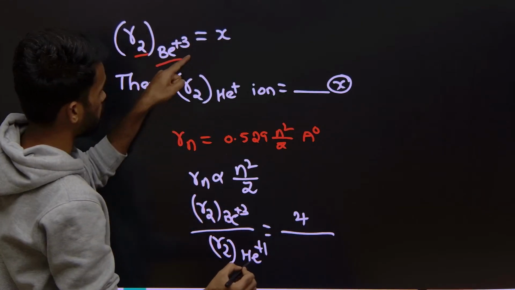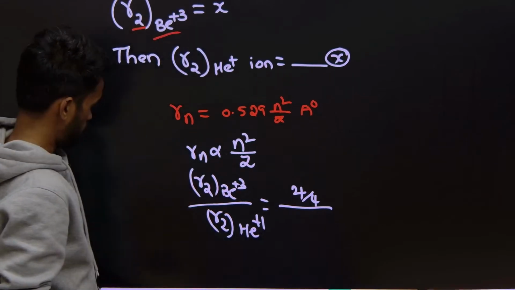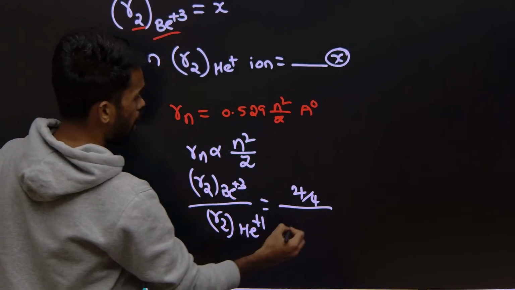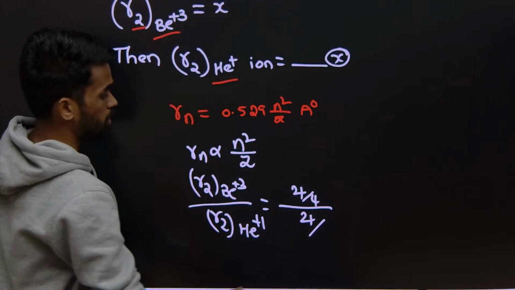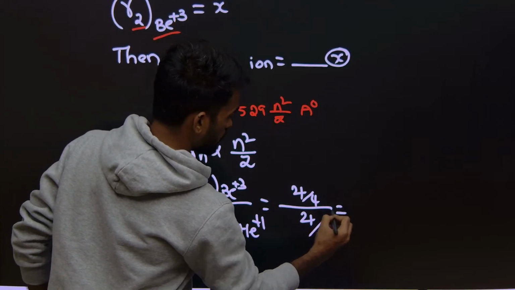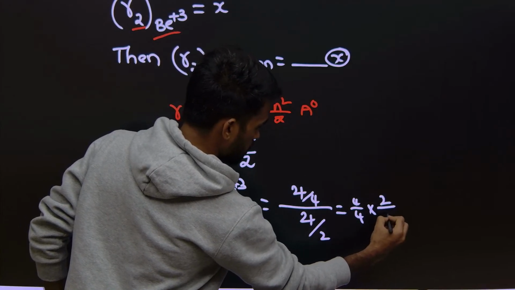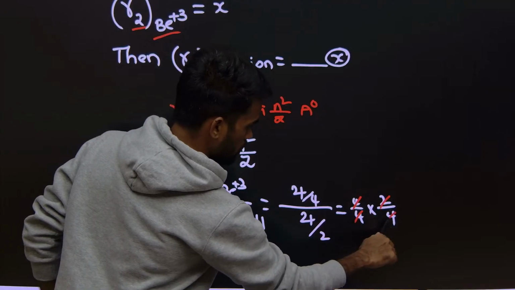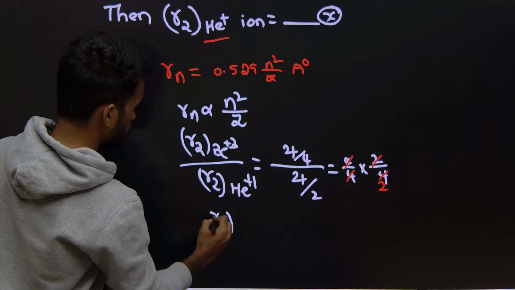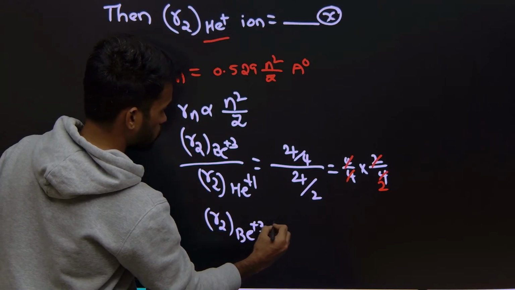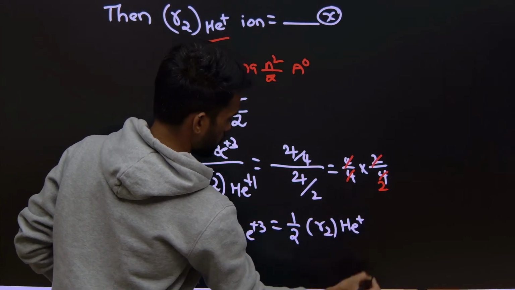What is the z value for beryllium? It is 4. And here for helium, R2, 2 square 4, and the z value for helium is 2, that's it. To avoid confusion, you can write like this, and you will get 2 here. So we are almost done. So R2 of Be plus 3 is equal to 1 by 2 times R2 of helium plus 1.